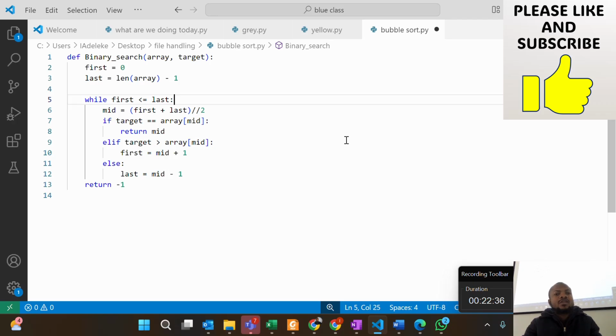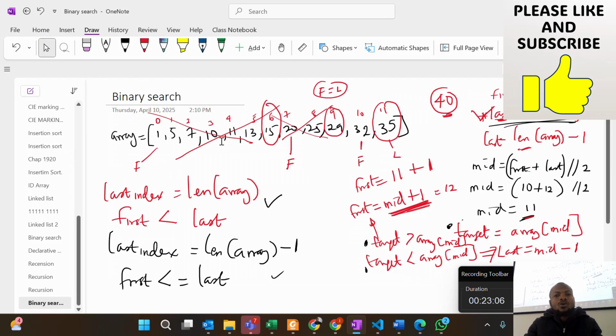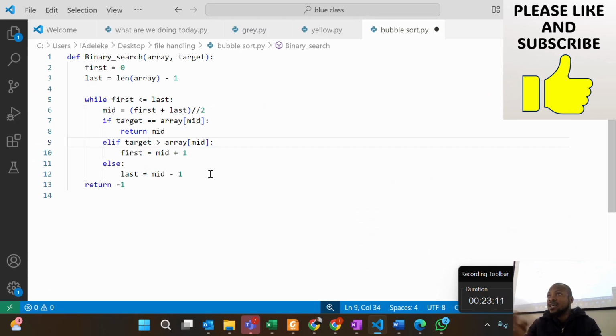Good. So that means first is less than or equal to last, because I'm using length of array minus 1. I calculated the middle index. If it is equal, return mid. Because once return is hit, what does that imply? Get out of the function. It quits the function once return is hit. It does not even go forward. But if it is not it, you check if it tends towards the right. If it tends towards the right, what do you change? Only the first index, as I've explained here, isn't it? If not, you tend towards the left.